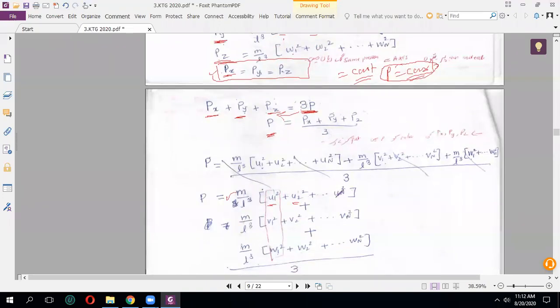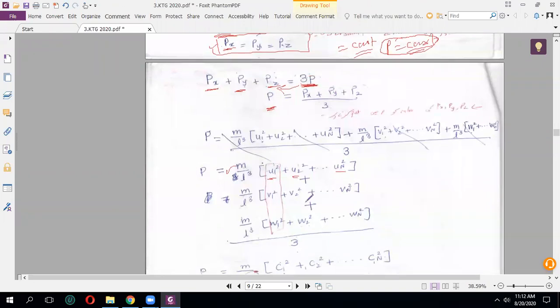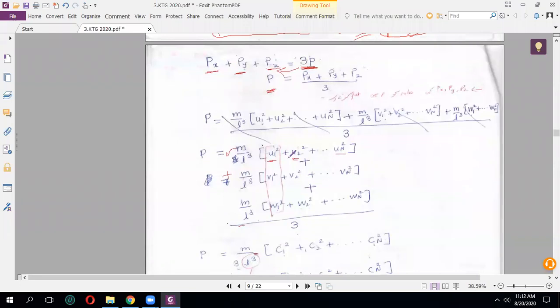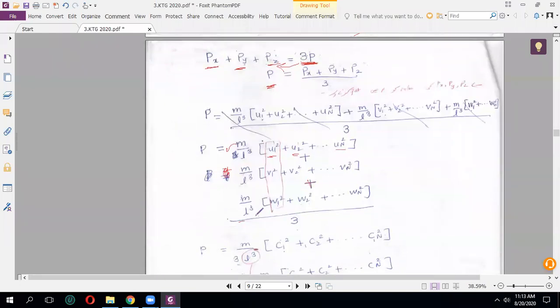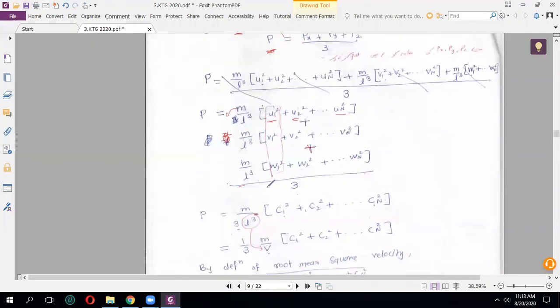U1 square, U2 square, dot, Un square. What is the value of Py? So how I am writing here 6 upon, I have purposely written it like this, okay. Now plus, so plus part I am writing down M upon L cube for Py, M upon L cube V1 square plus V2 square plus dot Vn square. Similarly, again I am putting plus M upon L cube W1 square plus W2 square plus dot Wn square upon 3.